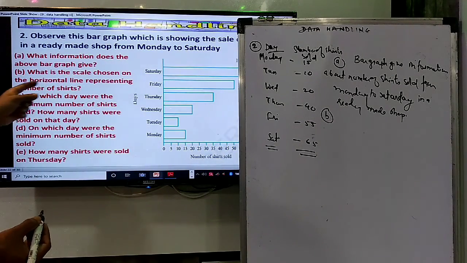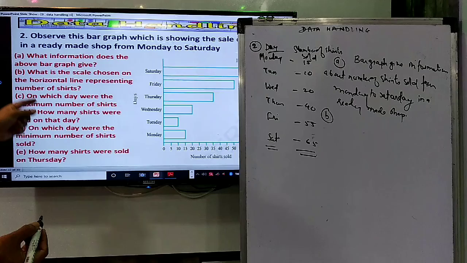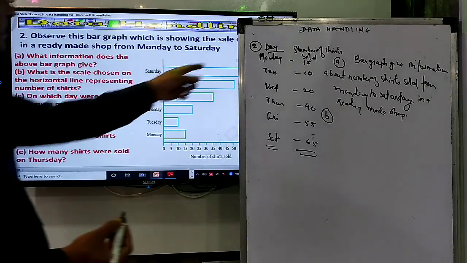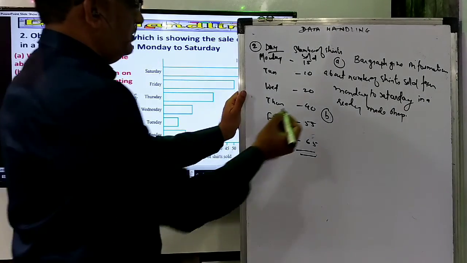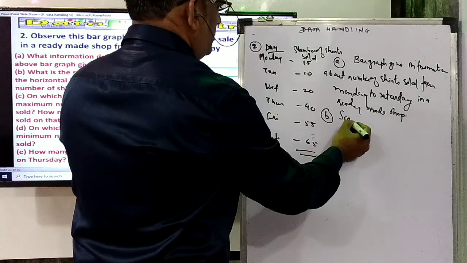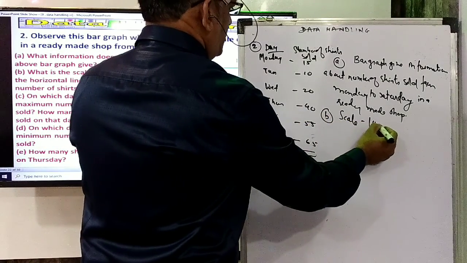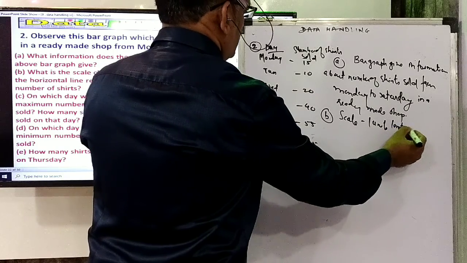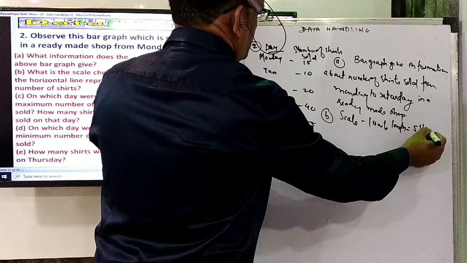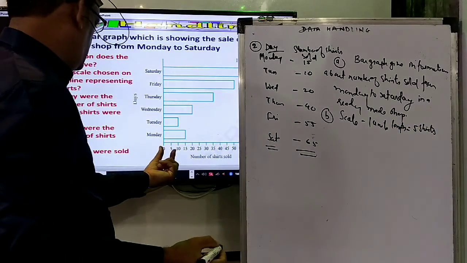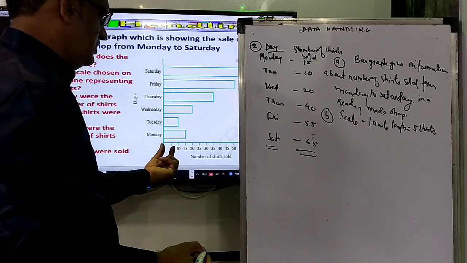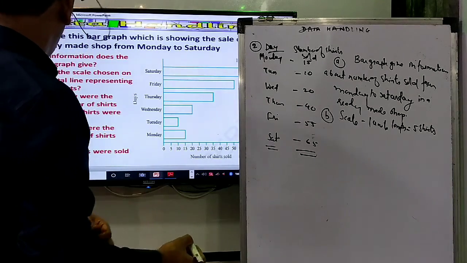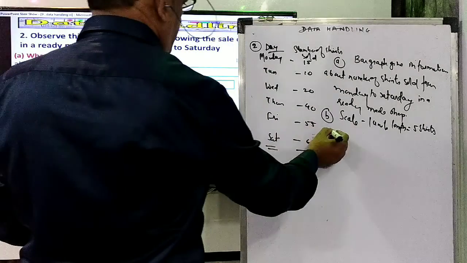What is the scale chosen by the horizontal line to represent the number of shirts? Scale is there. Scale: 1 unit length on the horizontal axis is equal to 5 shirts. So 1 unit length represents 5 shirts on the horizontal axis. That is the second question.